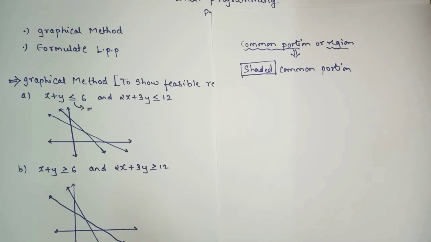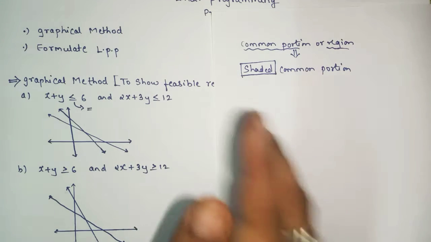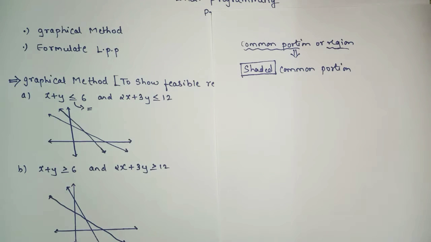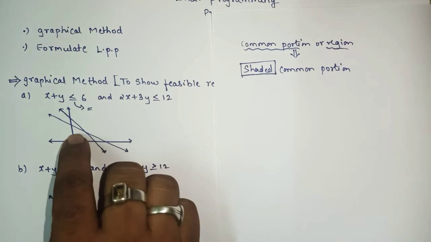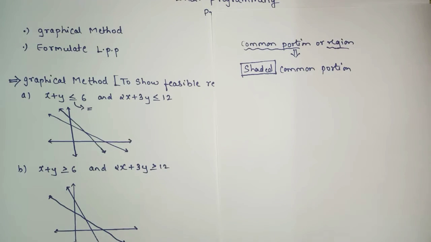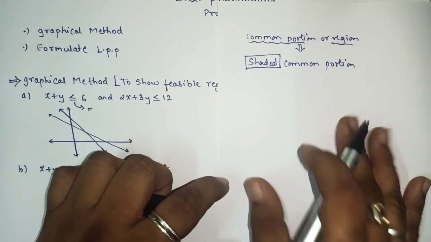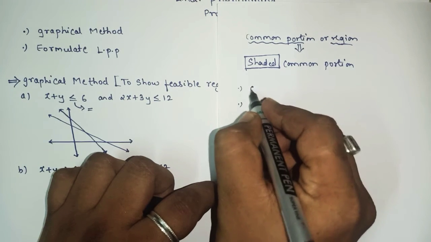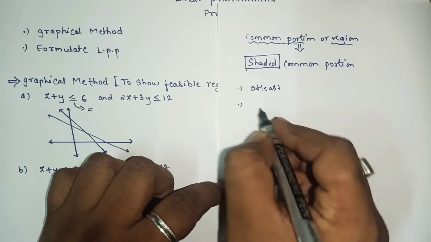If your feasible region is perfect, then you will get the perfect answer. If the shaded region is in a different partition, you will get a wrong answer. So the whole sum is based on the proper shaded region, or else the common portion. If you get the common portion perfectly, then you will get the perfect answer. Okay, so now, I hope you all might know these two words: at least, at most.